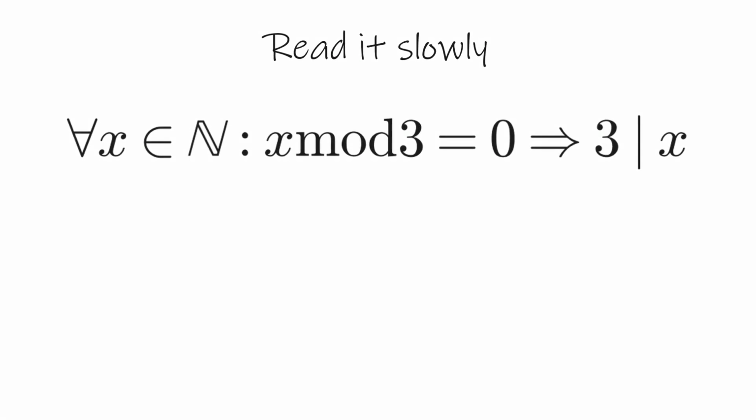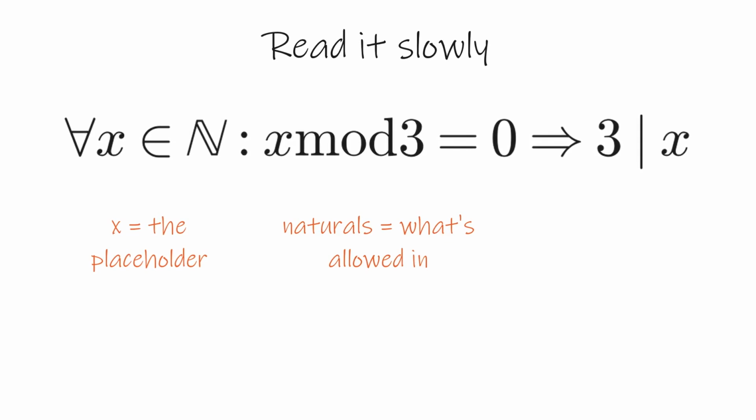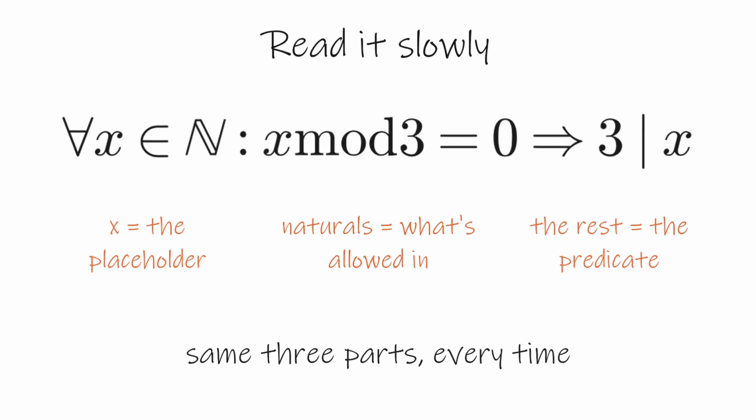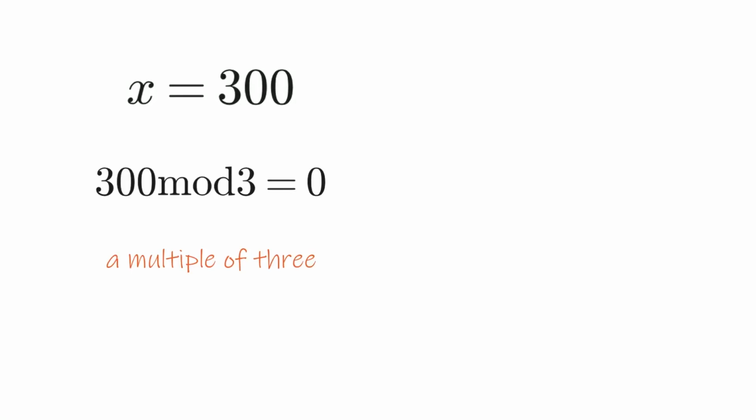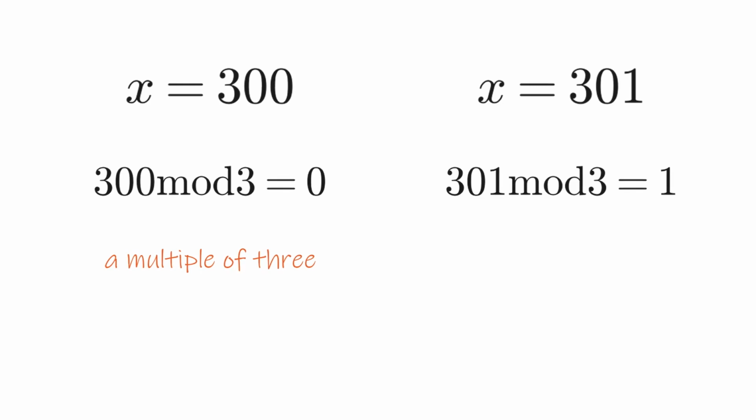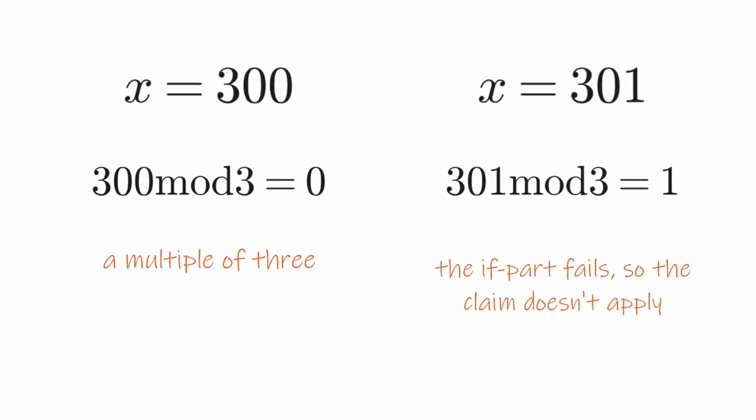Read it slowly. The X is your placeholder. The natural numbers are what's allowed in. The rest is a predicate. Try 300. Remainder 0 and a multiple of 3. Now try 301. Remainder 1, the if part fails, so the claim doesn't apply.